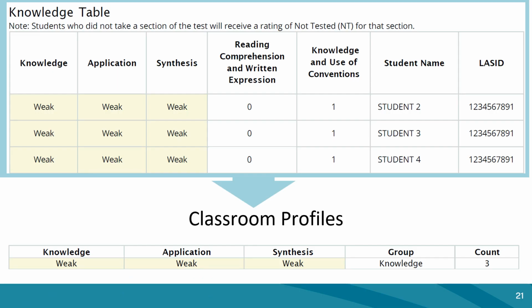The top of this slide shows roster data from 3 students who scored weak in all 3 reporting categories. What the profiles do is collapse this information into a single count, showing the number of unique students for each unique pattern. For example, we can see that the 3 students who scored weak here are transformed into that profile of weak, weak, weak with a count of 3.